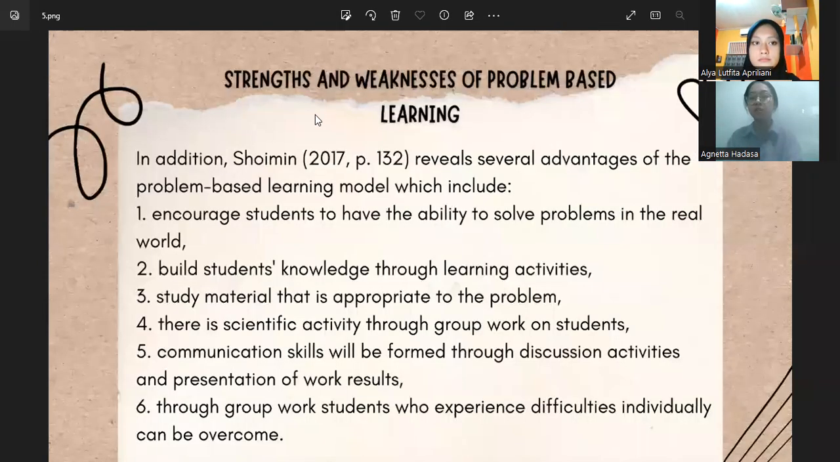So the next presentation will be presented by Alya Lutfita. So the time is yours. Okay, thank you, Agnetta. The strengths and weaknesses of problem-based learning.